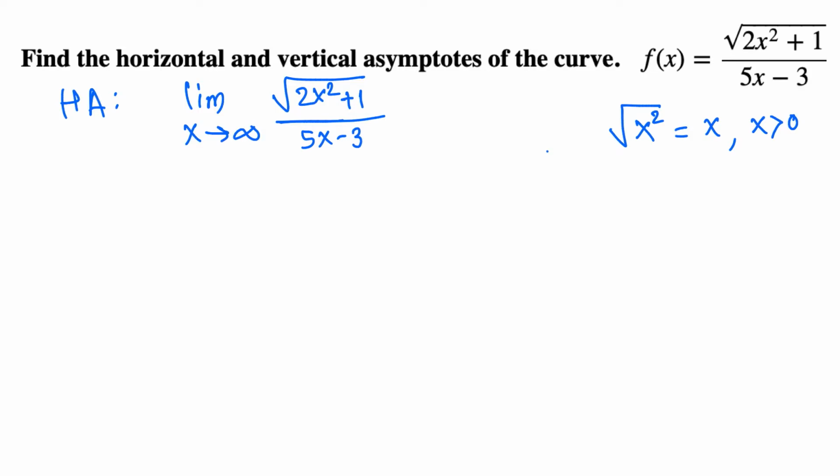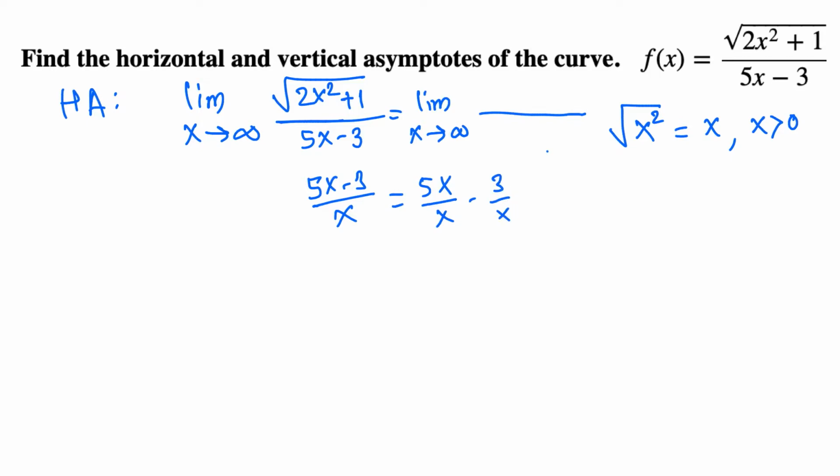So now we're going to divide top and bottom by just x, or square root of x squared, because we have a square root on the top. On the bottom we're going to divide by x. That means (5x minus 3) over x. We separate into two fractions, so we get 5x over x, which is just 5, minus 3 over x.